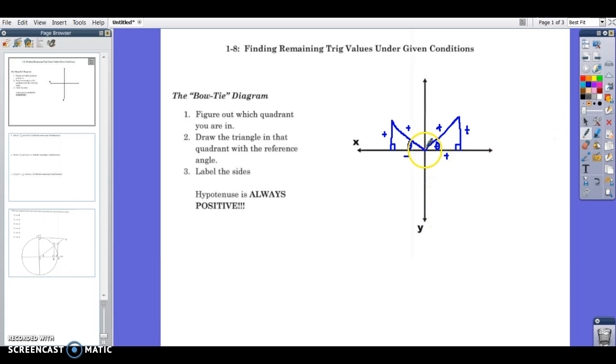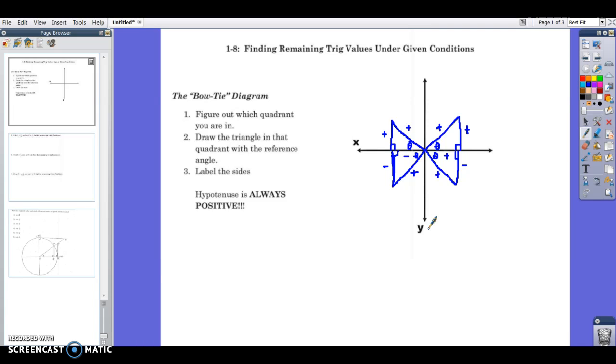In the third quadrant, there's your right triangle. Here is your theta. Again, you're on the negative side of the x, you're on the negative side of the y, and your hypotenuse is always positive. And if you're in the fourth quadrant, here's your theta. You're on the positive side of the x, but you're on the negative side of the y, and your hypotenuse is always positive. So that is the bow tie diagram. It shows all of the angles depending on which quadrant you're dealing with.